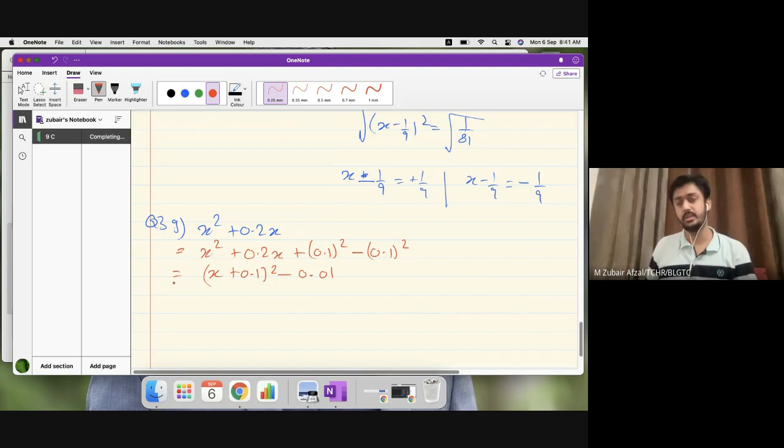There are only three steps. Step one is half of coefficient of x. Step two is squaring, add and subtract. Step three is copy x, copy the positive sign, copy the number in square and whole square. This is your completing square form. H part.